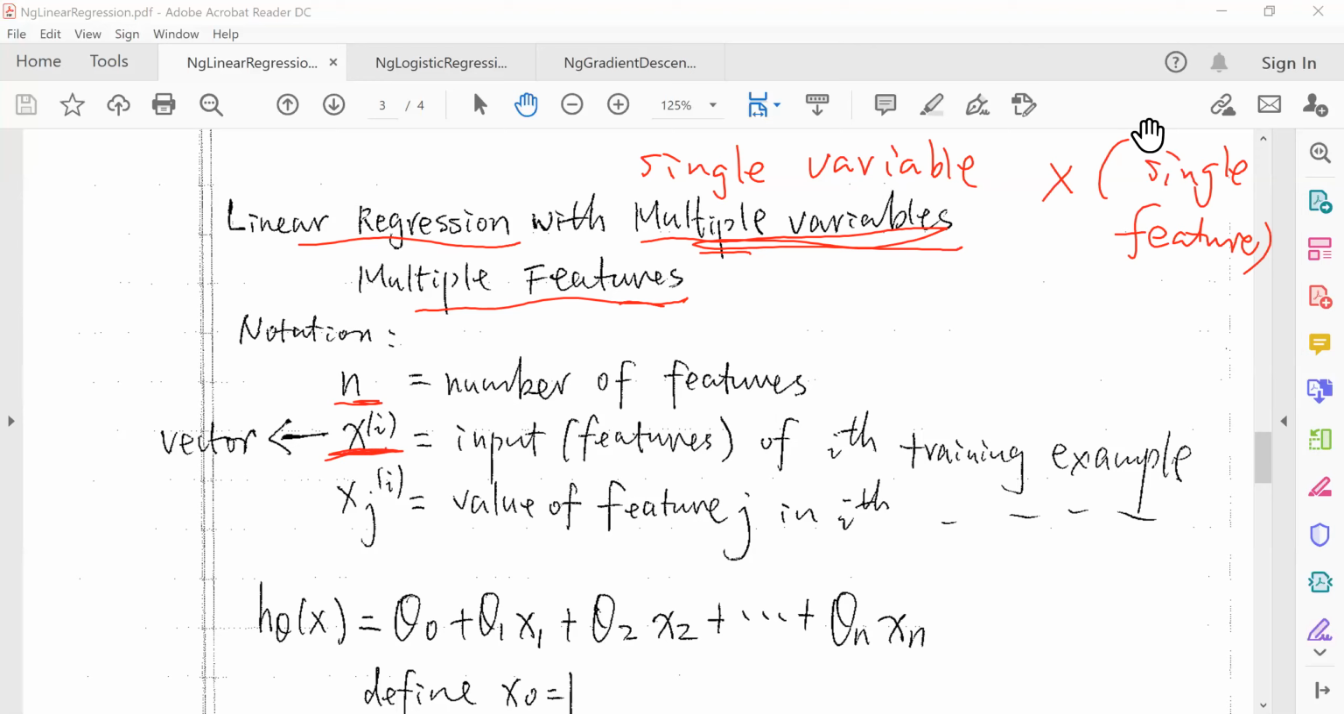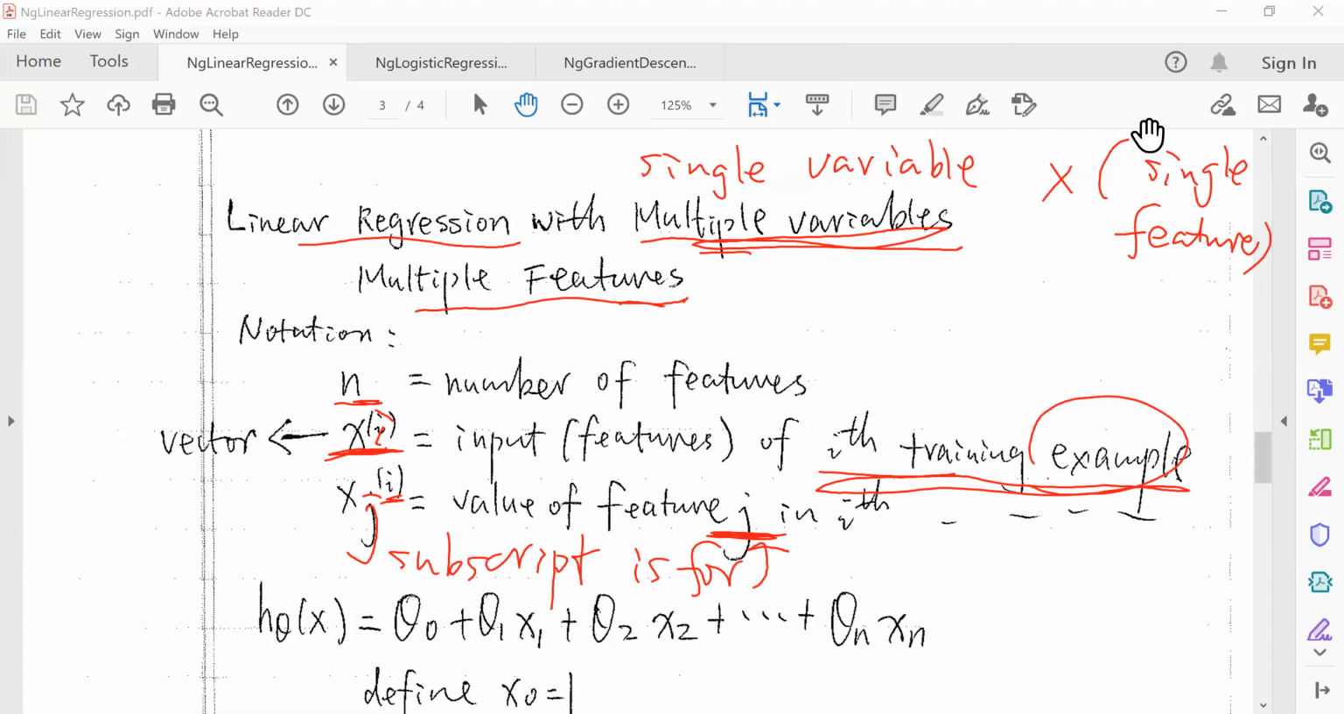The features, and here the J. So what does I mean? The superscript is always for the i-th training sample, okay? The J means which feature, okay? So the subscript is for the feature, and the superscript is for the training sample, okay?